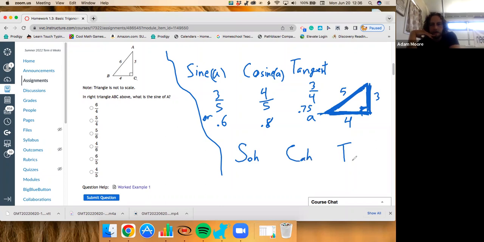Sohcahtoa is a mnemonic device, which reminds us that the sine ratio, S is for sine, is comparing the opposite side to the hypotenuse, or opposite over hypotenuse. And then the cosine ratio, it's an A for an H, so CAH is comparing the adjacent side to the hypotenuse. And then the tangent ratio, if they ever ask for the tangent ratio, is comparing the opposite side to the adjacent, opposite over adjacent.